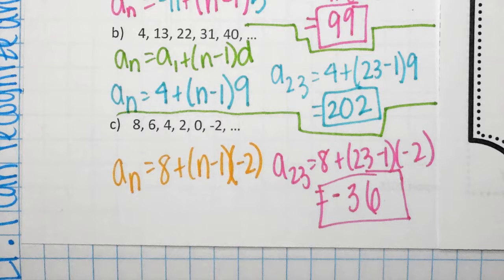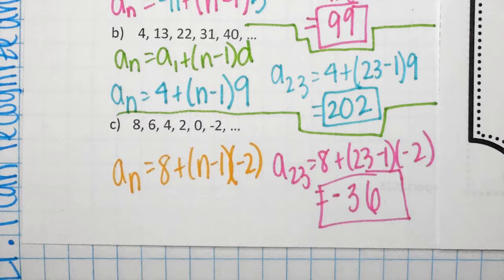Does anybody have any questions? Yes, ma'am. 23 minus 1 is 22, correct? And 22 times negative 2 is negative 44, correct? Okay. Do you see why it's negative 2? Okay.